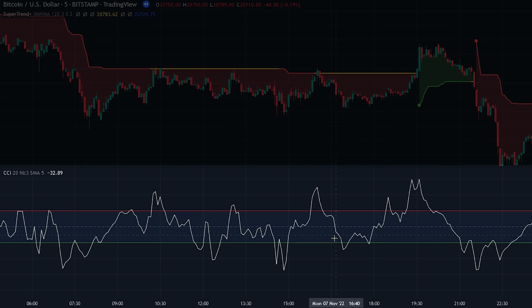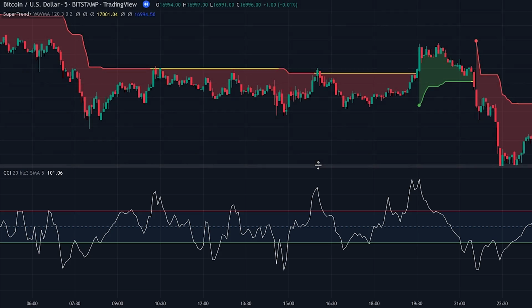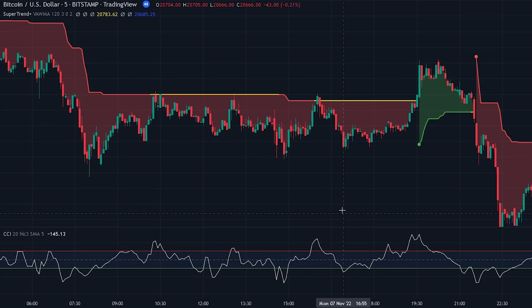Now that we know exactly how we will be using the CCI indicator with the strategy, let's take a look at when to enter into a buy position.